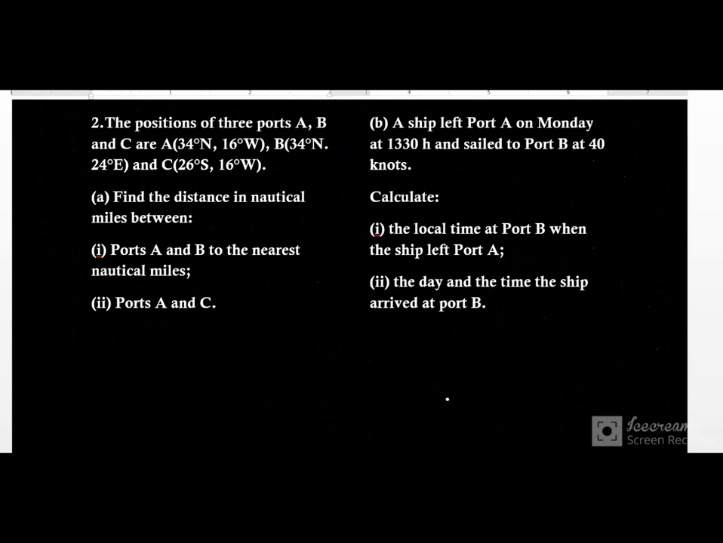The positions of 3 ports A, B, and C are as shown below. Find the distance in nautical miles between port A and B. When you take A and B, they are on latitude 34. Meaning they are on a small circle. A and B are on a smaller circle. That is the first thing you need to identify.